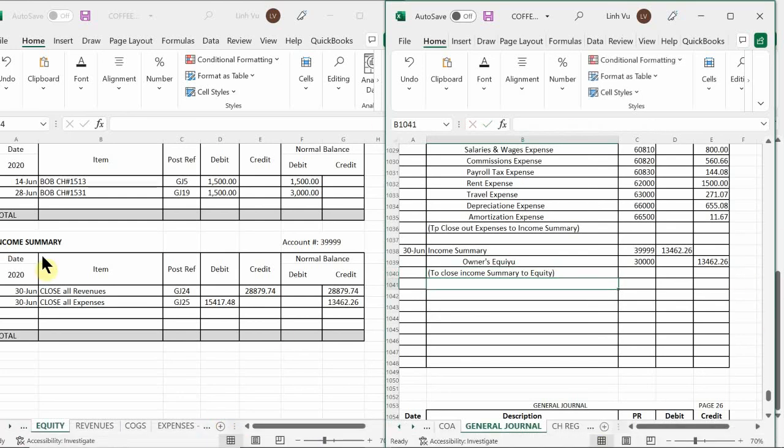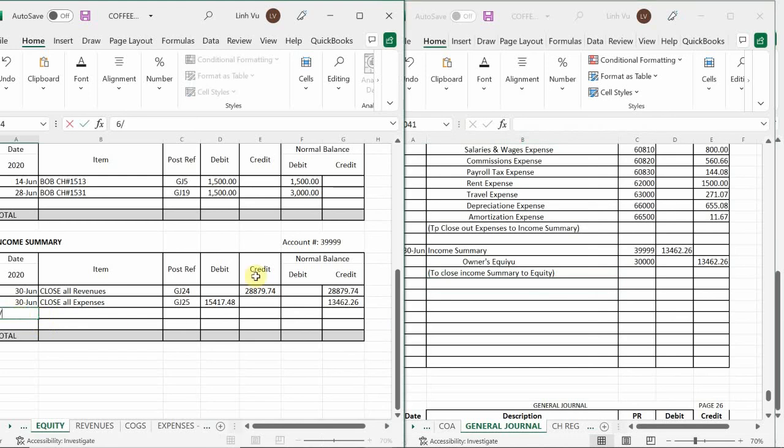Okay. So that means, let's see what happens when I post it to my ledger. The first thing I did was close out to incomes, close out to equity, right? For the income summary, we're debiting the account by 13,462.26. That should zero out your account balance here.